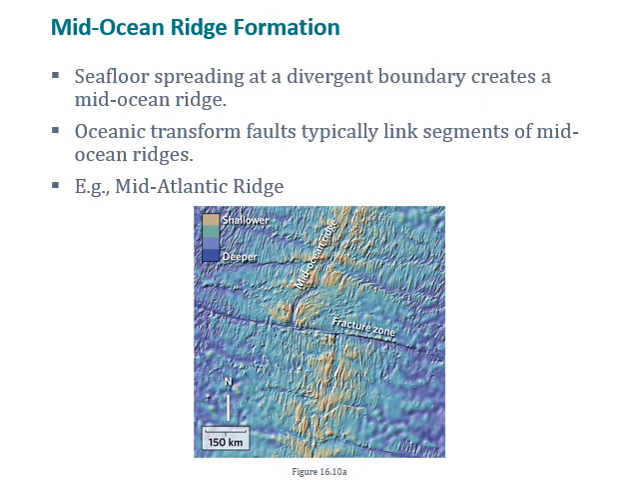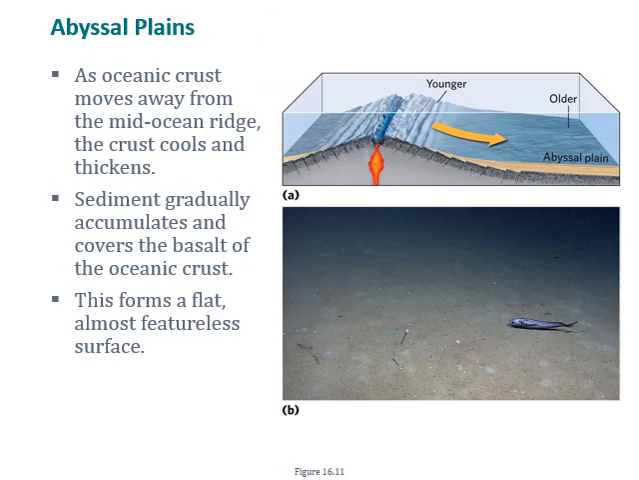So here's a satellite image of the Mid-Atlantic Ridge. Here's a cross-section of the picture I just showed, with the crest being higher and having shallower water above it than the abyssal plain on its sides. The abyssal plain also includes sediment, which gradually accumulates and covers the basalt of the oceanic crust, and this forms a flat, pretty much featureless surface.